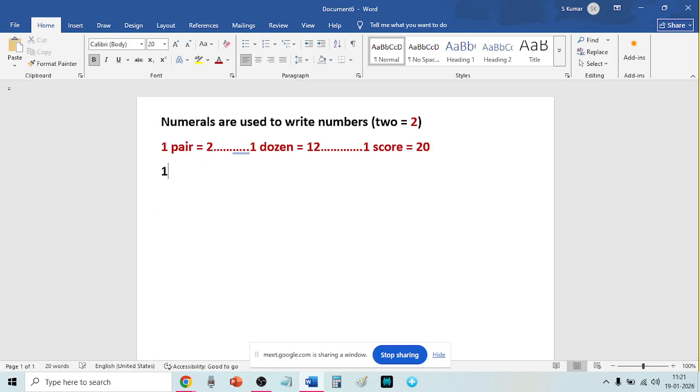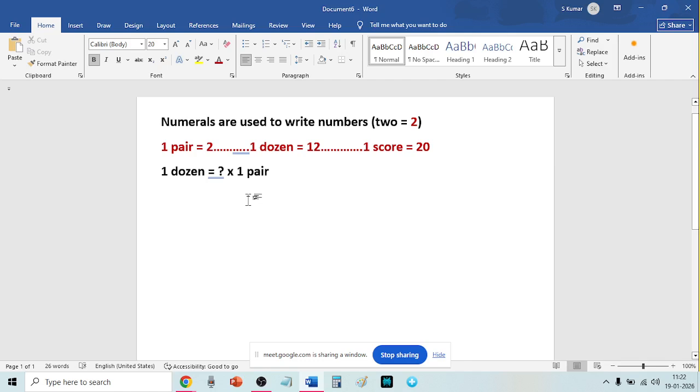Now if I ask you, 1 dozen equals which number multiplied by 1 pair? That will be 1 pair multiplied by which number will give you 1 dozen? 1 pair is 2. So 2 you will multiply by which number to get 1 dozen? 2 into 1, 2 into 2, 2 into 3. 2 multiplied by which number?